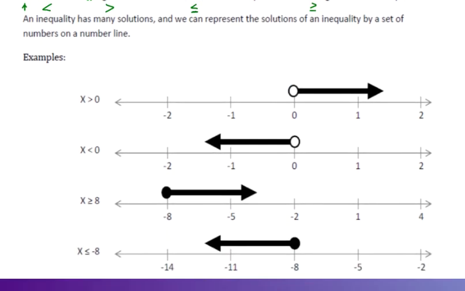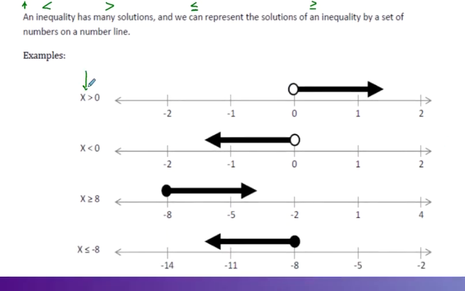So here are some examples of an inequality. This is red. X is greater than 0. So on the number line, we'd go to 0. We would have an open hole at 0, and we would put an arrow going all the way to the right forever. That means towards infinity. X is greater than 0. So it's an open circle because it doesn't say equal to.